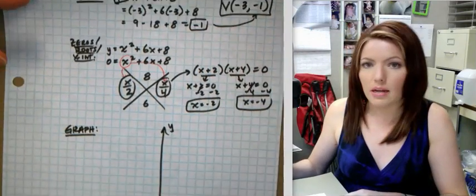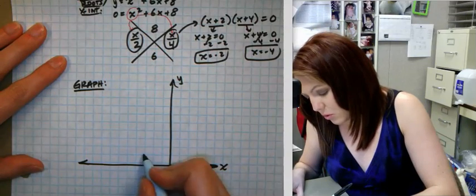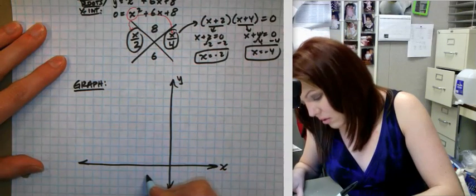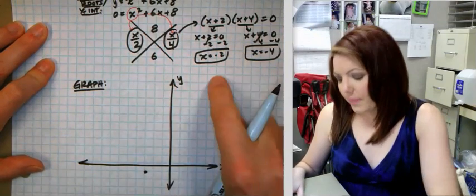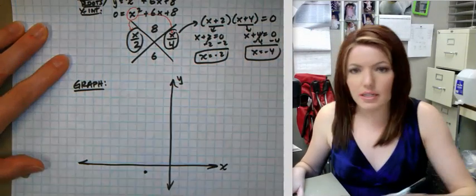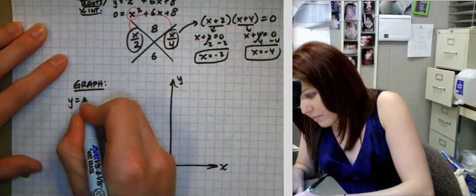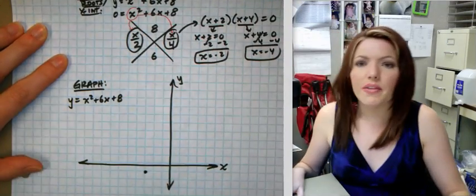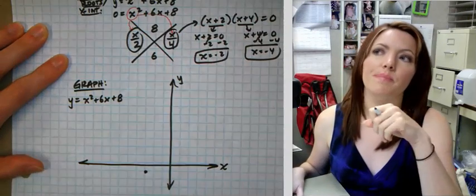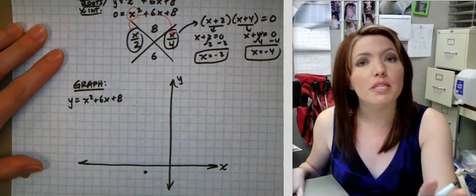Whoops, you can't see that. So let's put the vertex on there first. So remember the vertex was negative 3, negative 1. Okay. And the way that we do this, let's write our equation down here again. So y equals x squared plus 6x plus 8. So the way that we find the next 2 points, just like in geometry for a line, you need 2 points. A minimum of 2 points make a line.